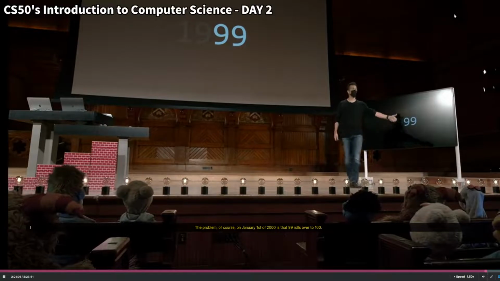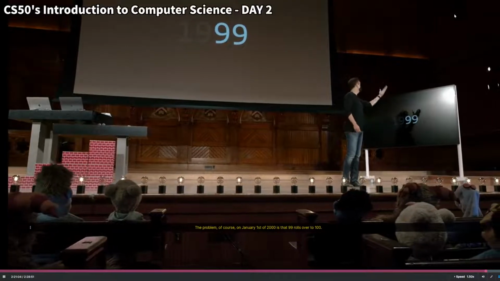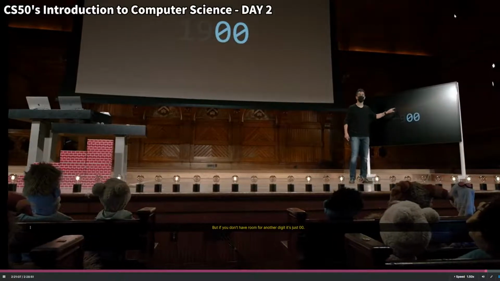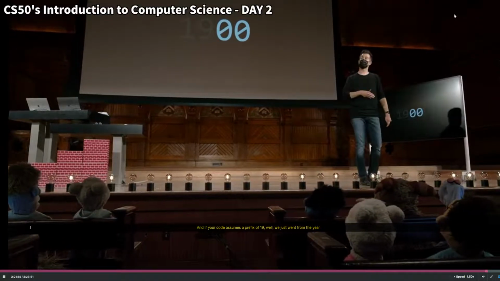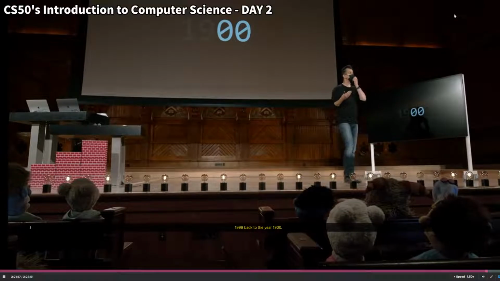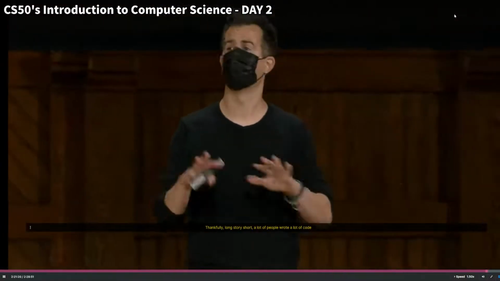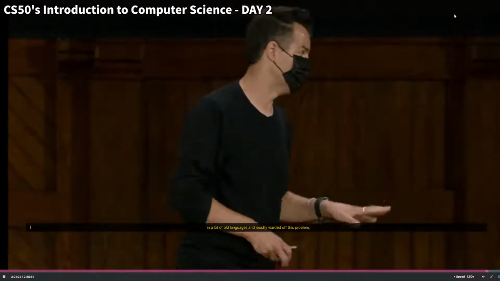Problem, of course, on January 1st of 2000 is that 99 rolls over to 100, but if you don't have room for another digit, it's just 00. And if your code assumes a prefix of 19, well, we just went from the year 1999 back to the year 1900. Thankfully, long story short, a lot of people wrote a lot of code in a lot of old languages and mostly warded off this problem, so the world did not end.